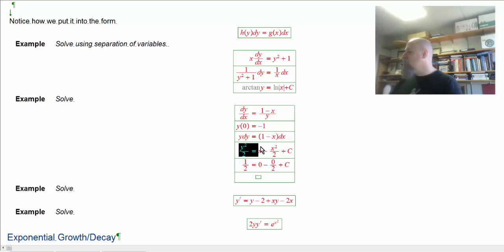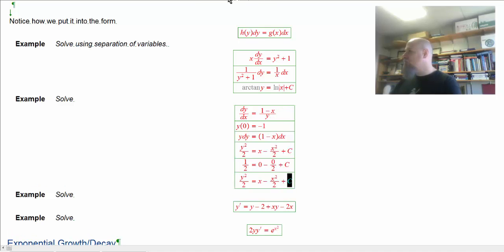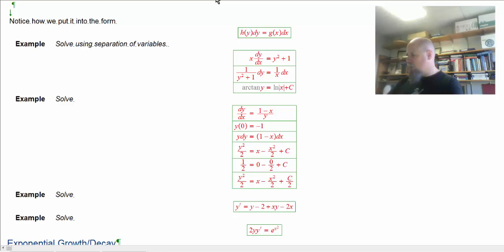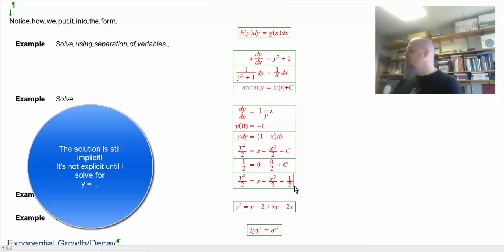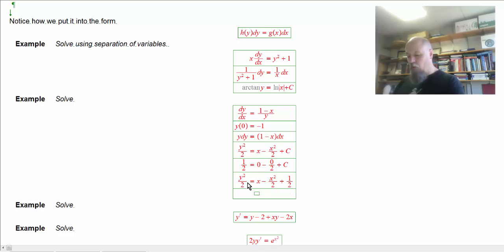So now my complete solution, my unique solution. And of course if I turn to the back of the book, they'll probably have multiplied the whole thing through by 2 just to get rid of fractions. So you might see y squared equals 2x minus x squared plus 1 as an equivalent solution. Now, that's the implicit solution, because y is implicitly defined as a function of x.